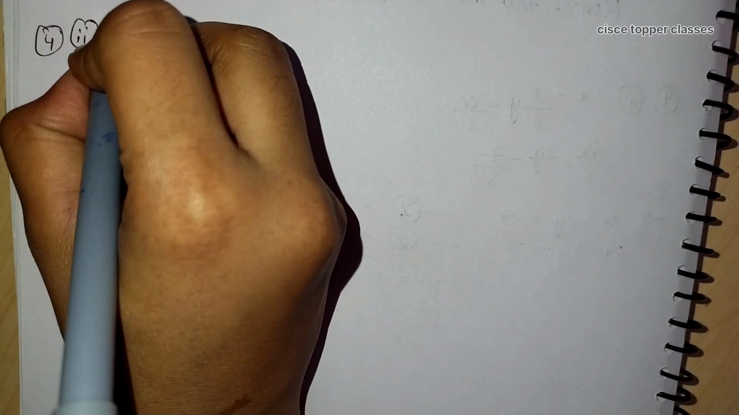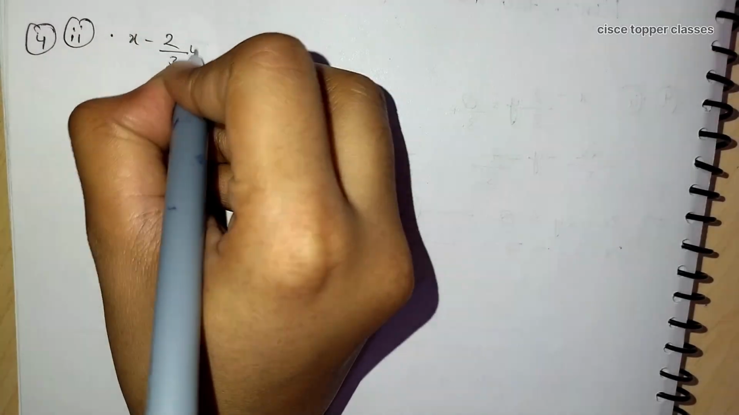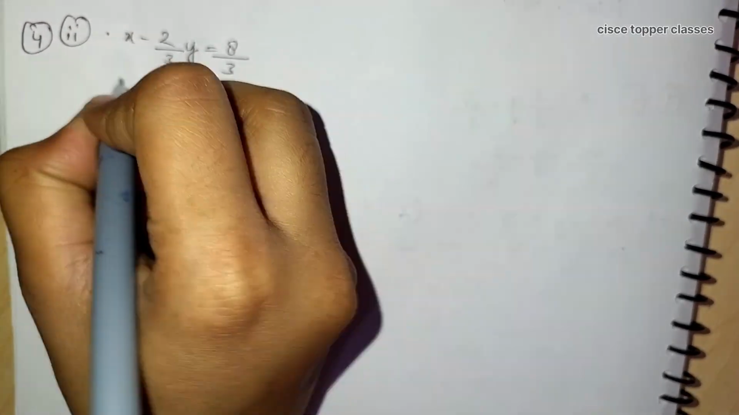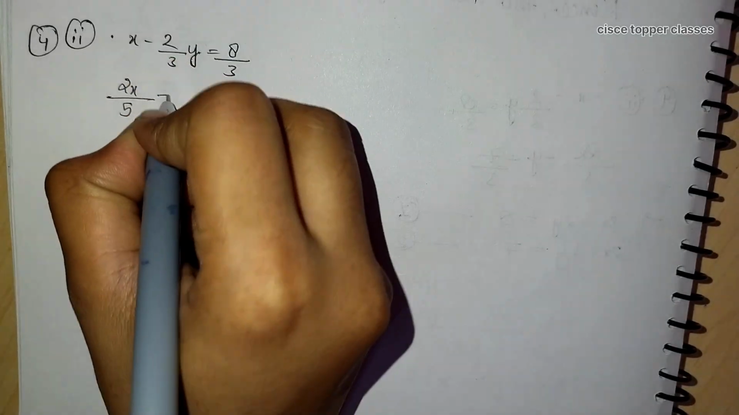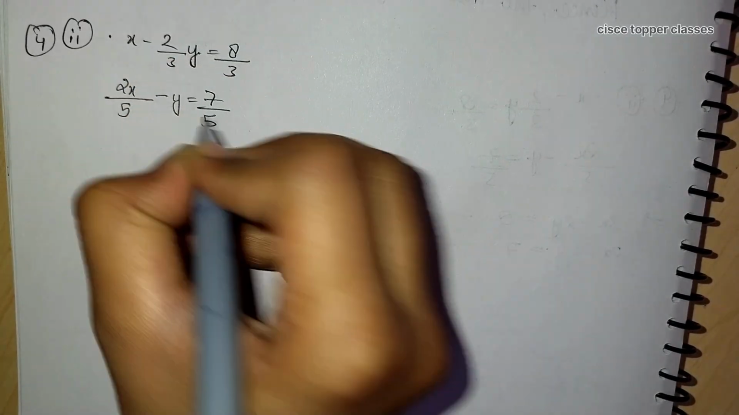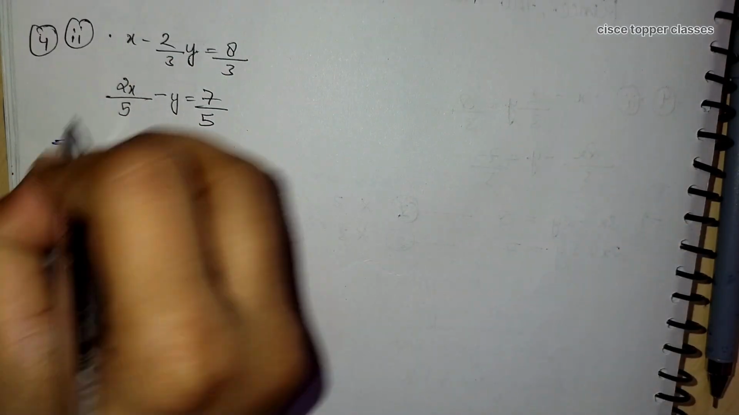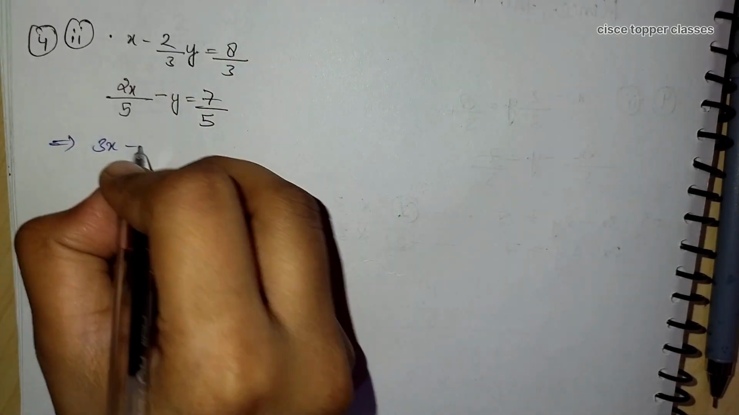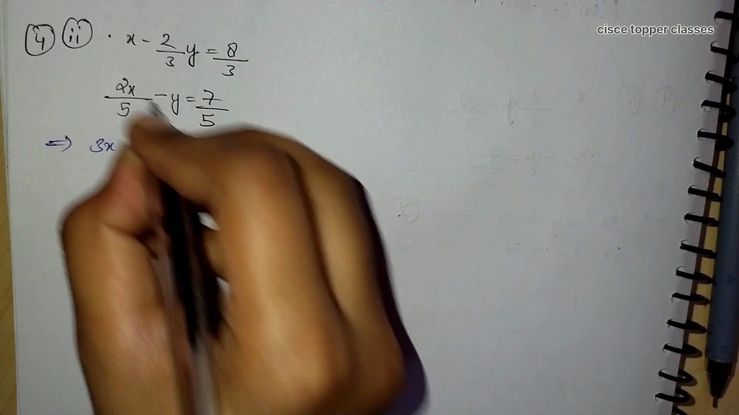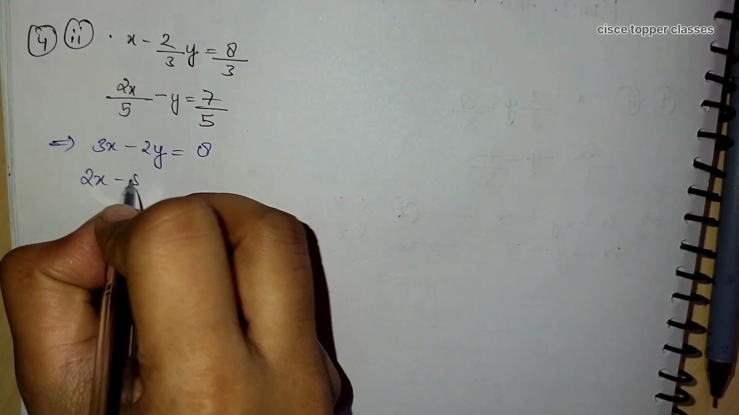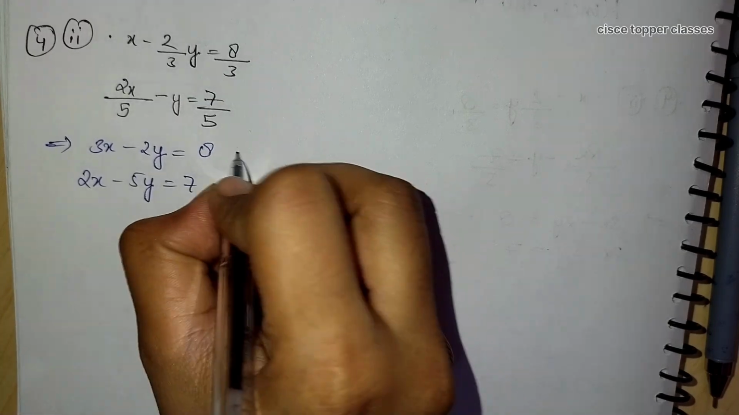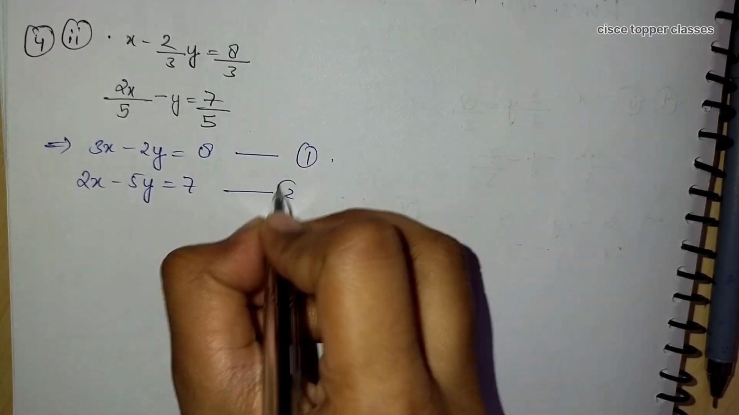Let us solve the second part, which is x minus 2 by 3y equal to 8 by 3 and 2x by 5 minus y equal to 7 by 5. Let us multiply here, and we will write it as 3x minus 2y equal to 8. Here we will get 2x minus 5y equal to 7. Let these be the first equation and second equation.